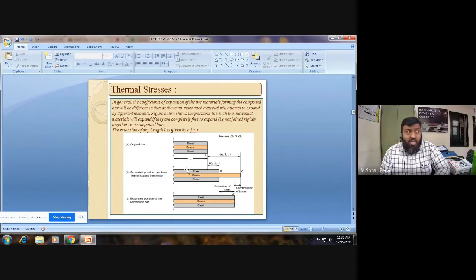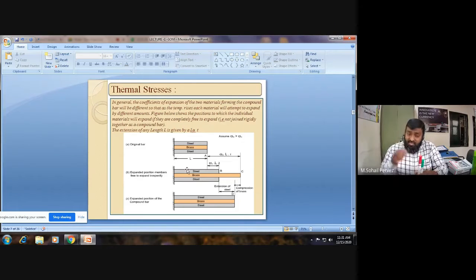But would that expansion be in compliance with the individuality of each material? No. Please mind that the Young's modulus of steel is higher than that of the brass. In that case, if I apply the rise in temperature to both the metals, steel would expand less and brass would expand more.